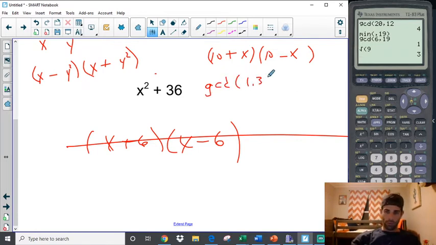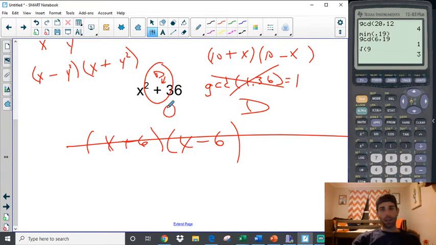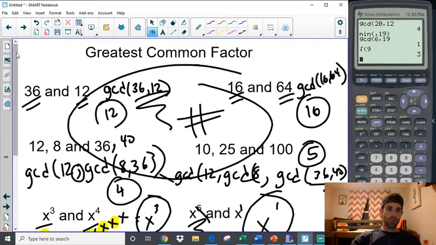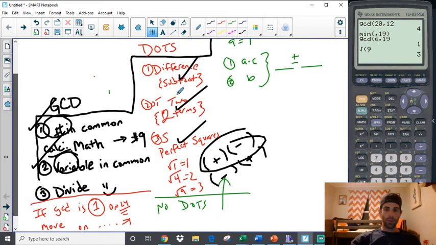Because, again, all right, let's start it. GCD of 1 and 36, 1. No variable in common, so I move on to dots, right? Do I have difference? Difference stands for subtraction. No, I don't. I don't have difference. So you can't do this. You stop right there. Okay? Once you answer no to something here, you got to move on to the trinomial.